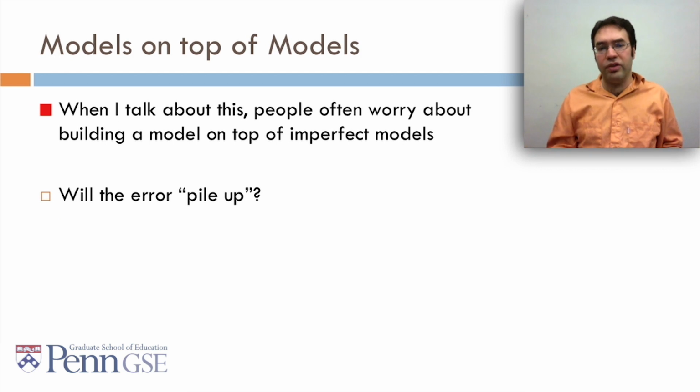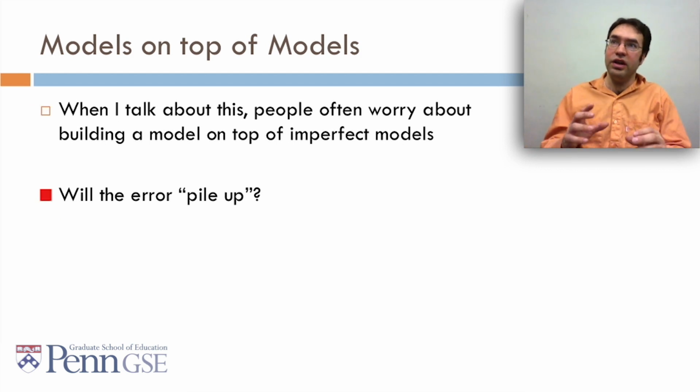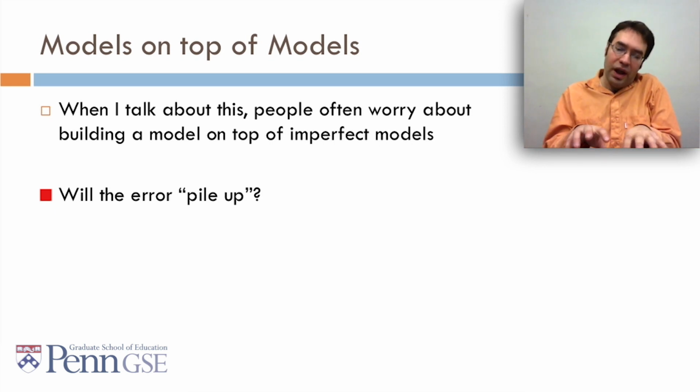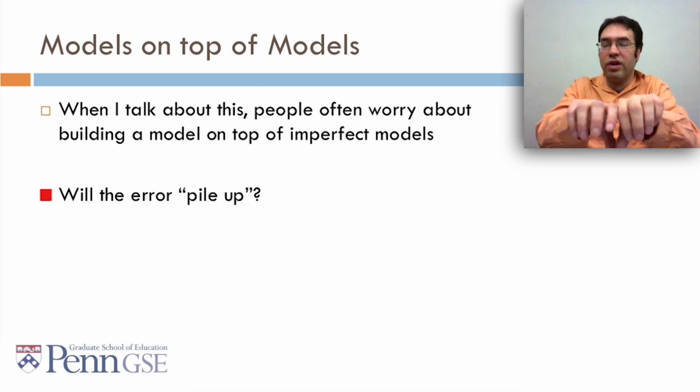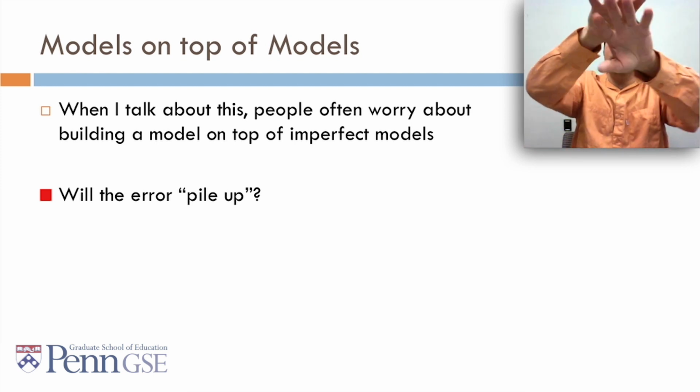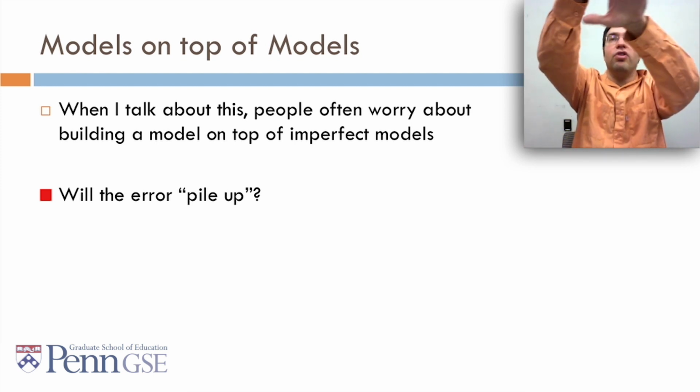Now when I talk about this, people often worry about building a model on top of imperfect models. And the thought is, is the error going to pile up? Like I'm going to have some error here, and then I'm going to have even more error here because I'm going to have all the error here plus all the error here, and then I'll have even more error. So by the time I get up here, I just have absolute junk.